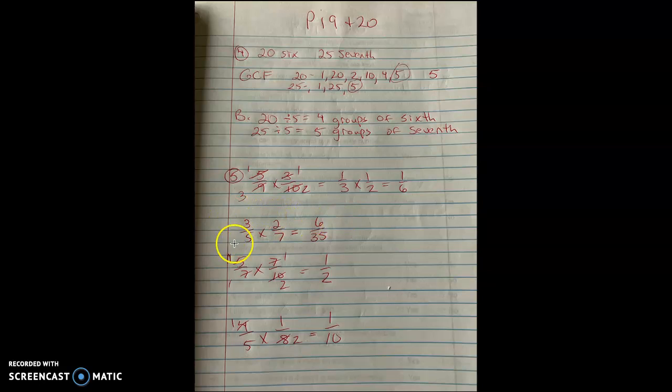The second one, you can't cross-cancel, so this is the simplified expression. And you multiply and you get 6/35. For this one, when you cross-cancel, you're going to get 1/1 times 1/2 equals 1/2. And for this one, you're going to have 1/5 times 1/2 equals 1/10.